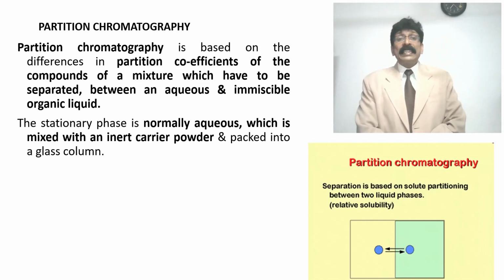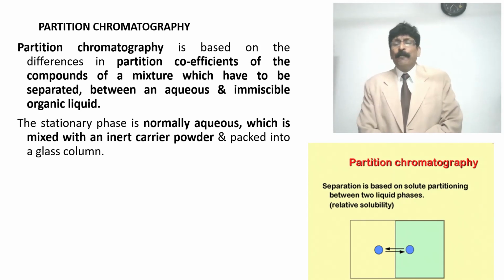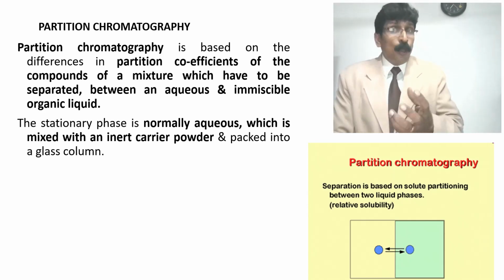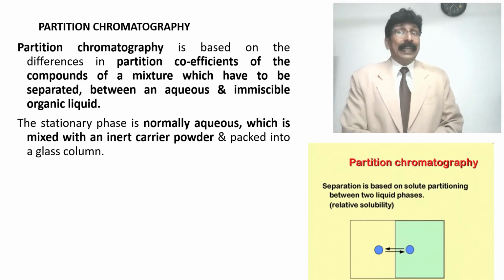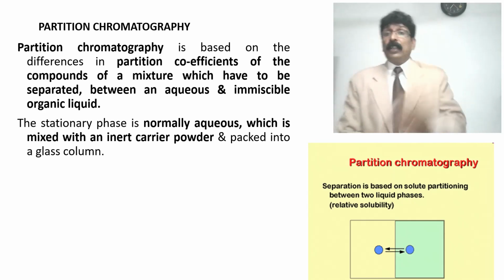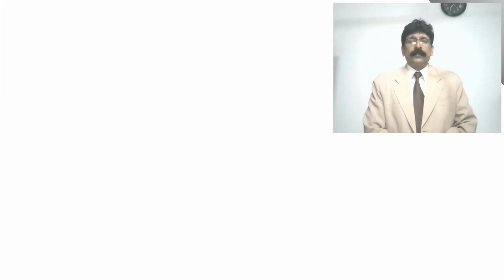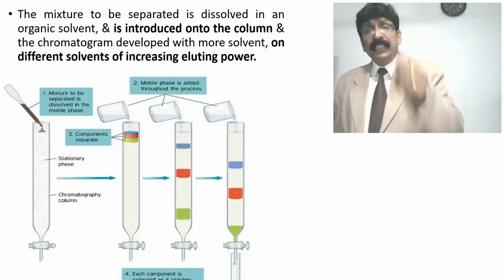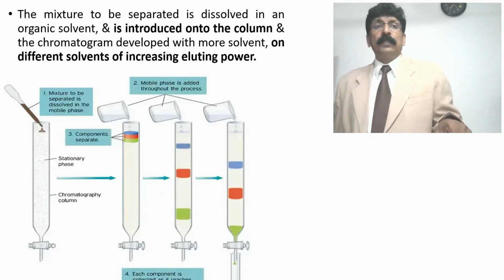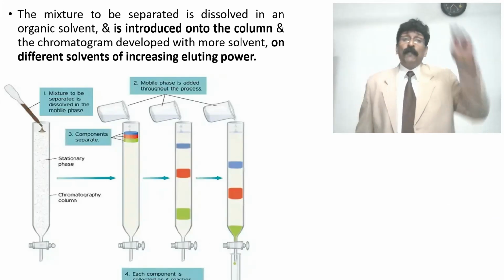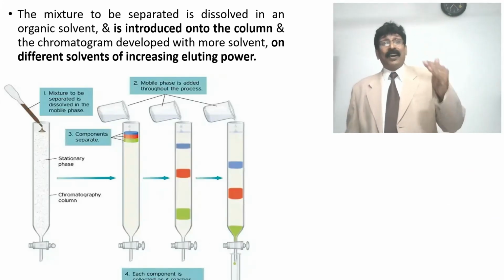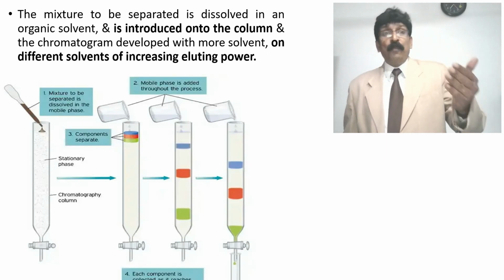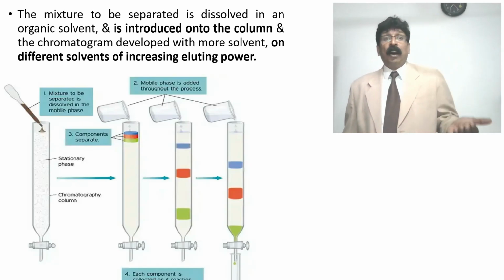The stationary phase is normally aqueous, mixed with an inert carrier powder to hold that liquid, and packed in a glass column. Otherwise the liquid cannot stay. The mixture to be separated is dissolved in an organic solvent and introduced into the column from the top, and the column is developed with more solvent, or different solvents of increasing eluting power.